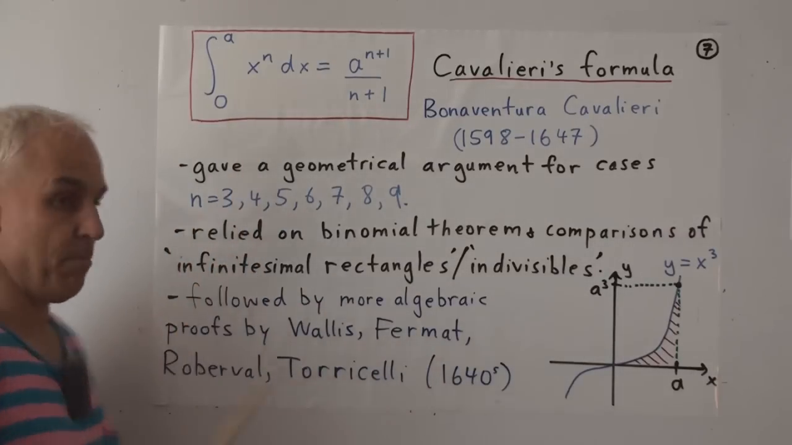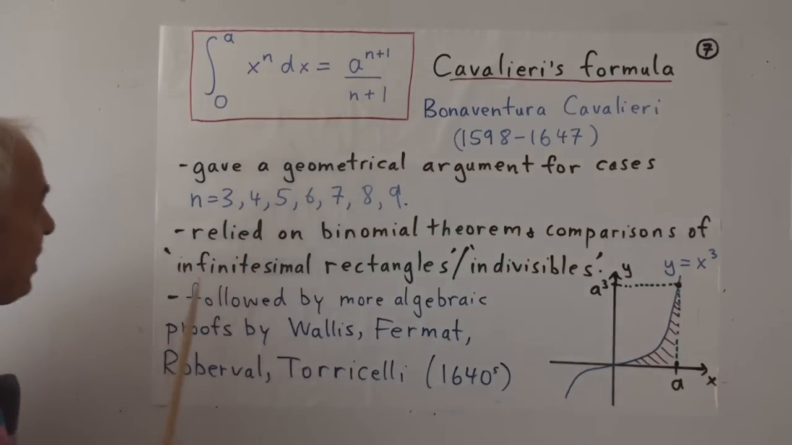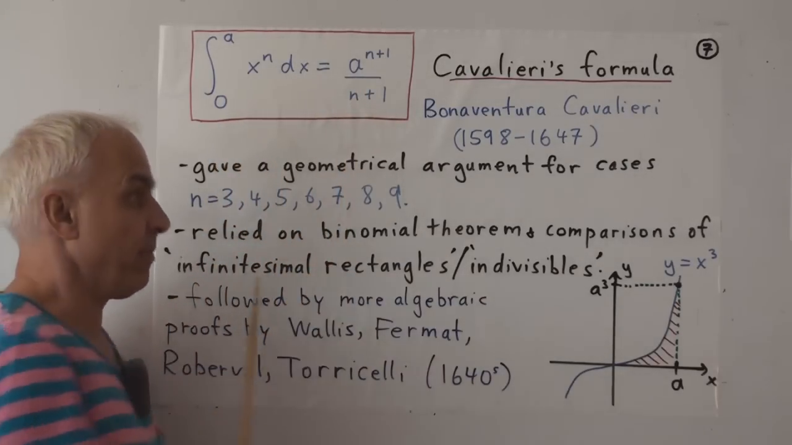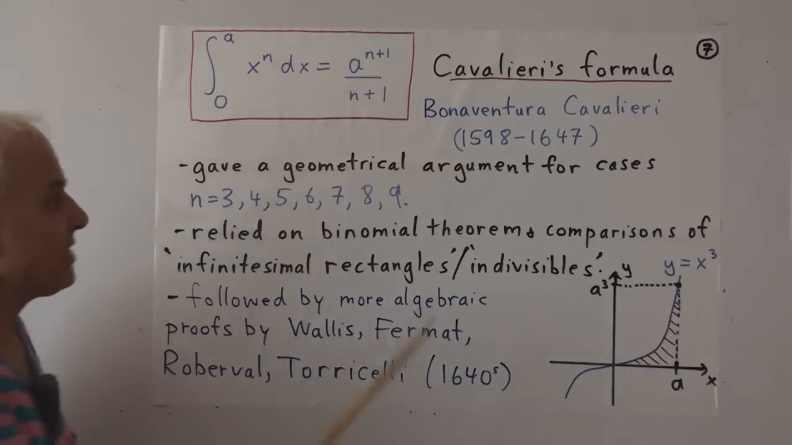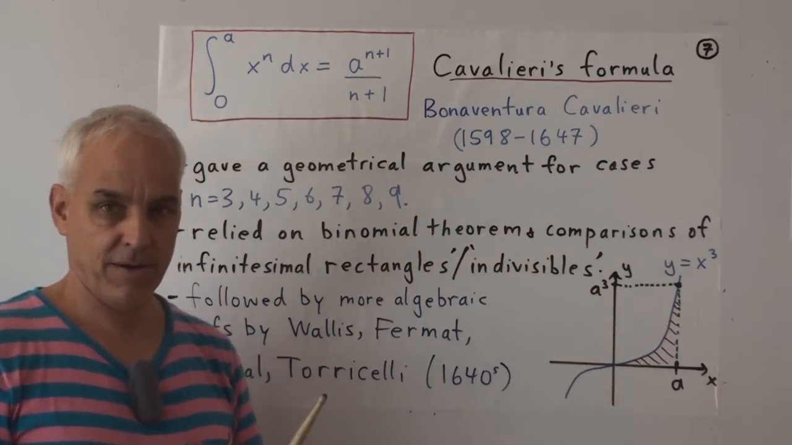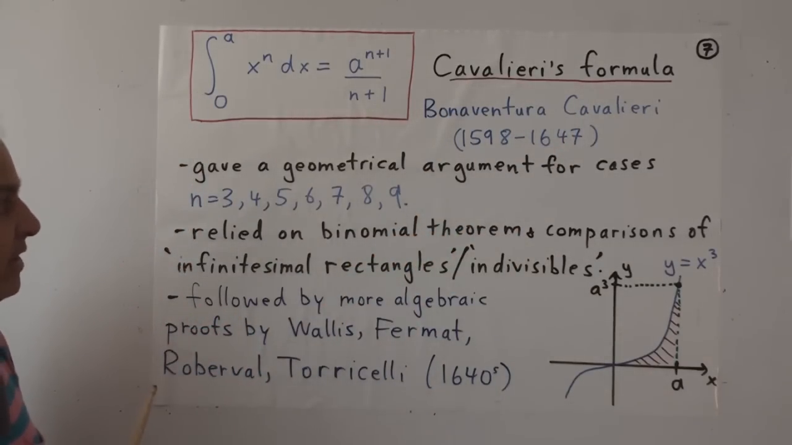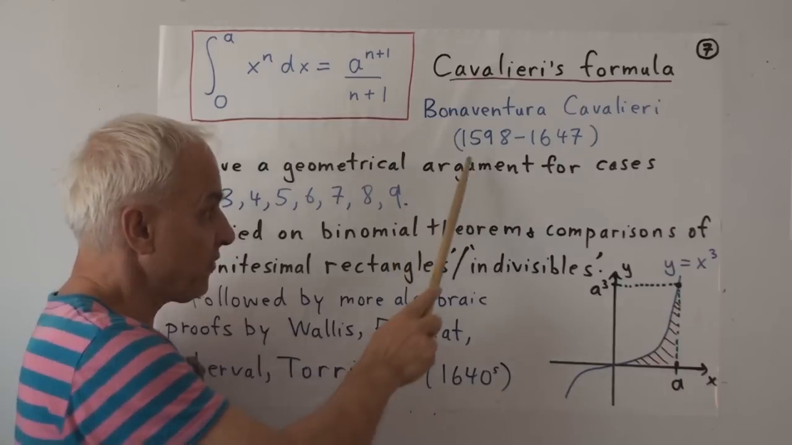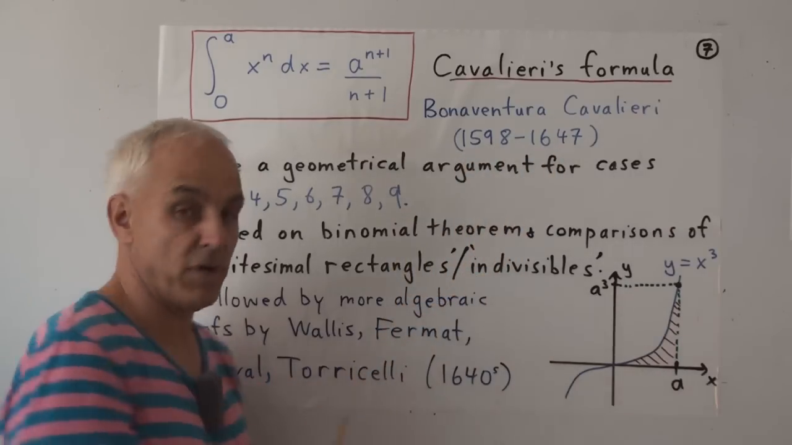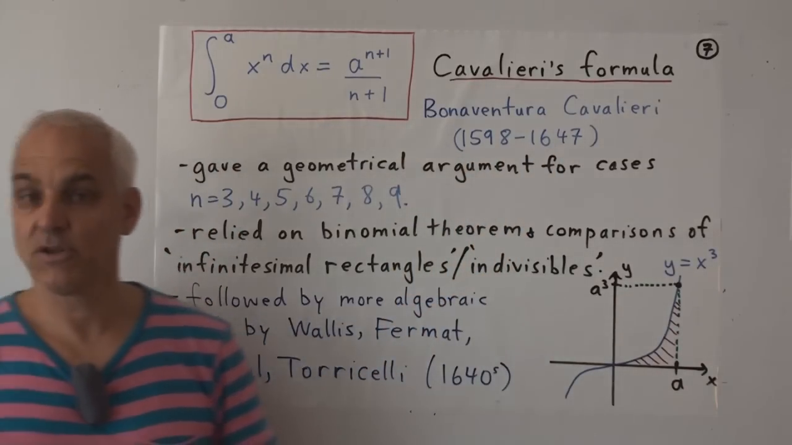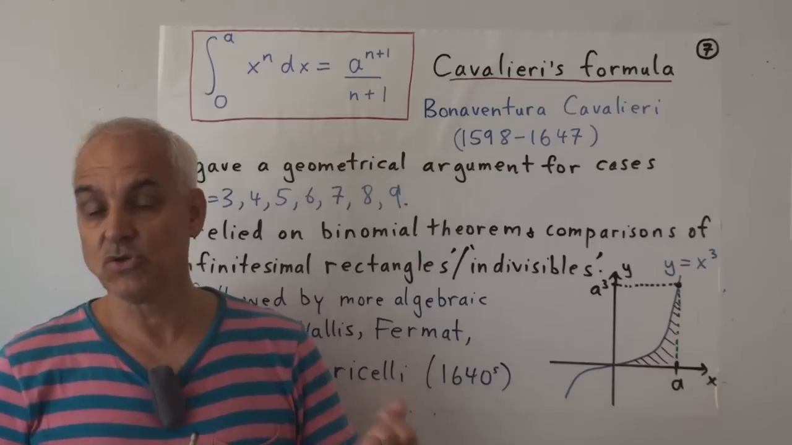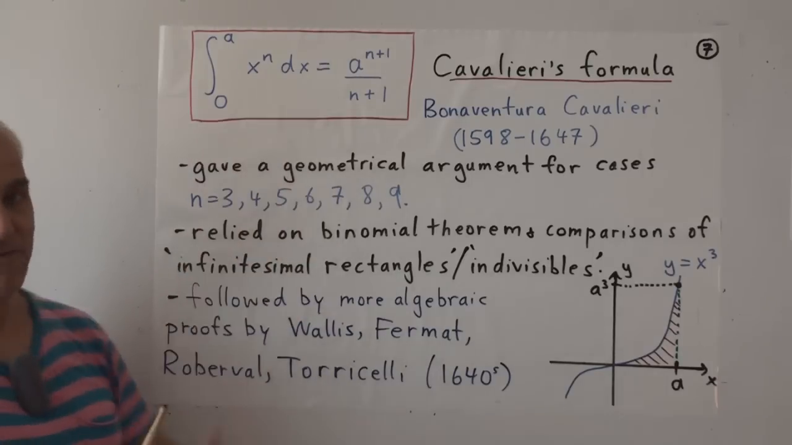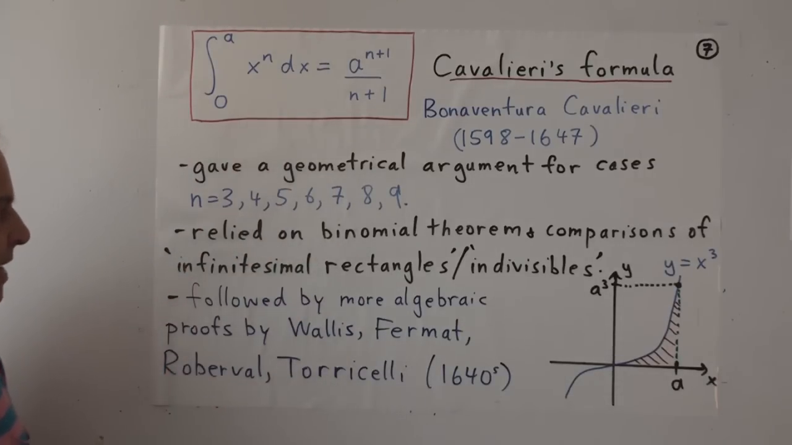Okay, so the generalization of the formulas for n equals 0, 1, 2 that we've established basically in antiquity is this one here. This is the basic formula that we're trying to establish. The integral from 0 to a of x to the n dx equals a to the n plus 1 over n plus 1. This is known as Cavalieri's formula. It is a formula of an Italian mathematician, Bonaventura Cavalieri, who lived from 1598 to 1647. He was a professor at the University of Bologna, and in fact he was a student of Galileo. This is a very important formula that he established.